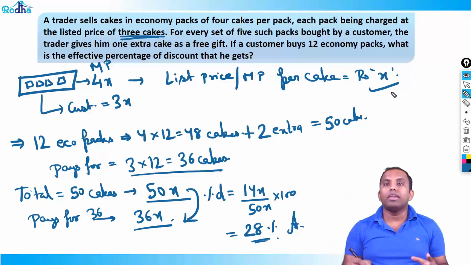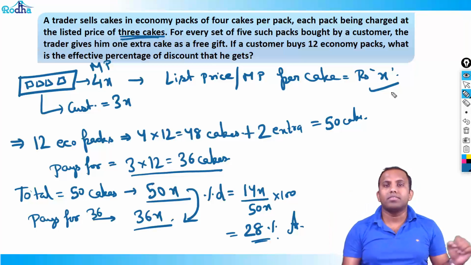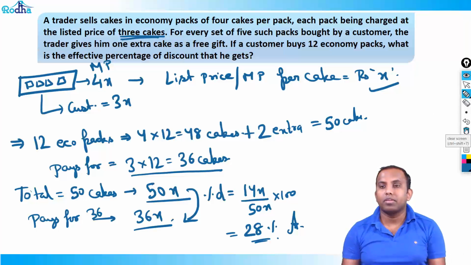Okay, so at the price of 50 cakes he is getting 36 cakes. So at the price of 100 cakes, he'll get 72 cakes. What is the discount percentage? 100 minus 72, 28%. Right, so that's easy. You can do it mentally also. Okay, next one.